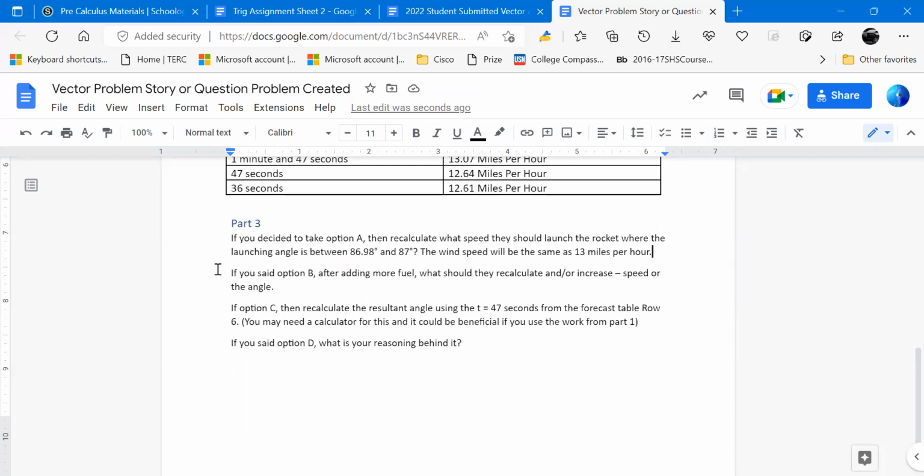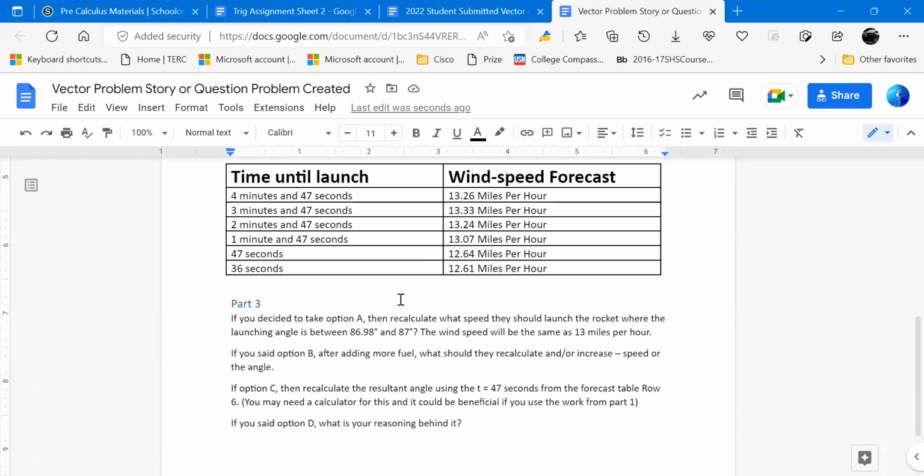Then if you said option B, after adding more fuel, what should they recalculate and or increase? So should they increase the speed or should they increase the angle? And if you chose option C, you should recalculate the resultant angle using t equal to 47 seconds from the forecast table, which is in row 6 right here. 47 seconds is given as 12.64 miles per hour. And it does say that you may need a calculator for this, and it could be beneficial to use the work from part 1.